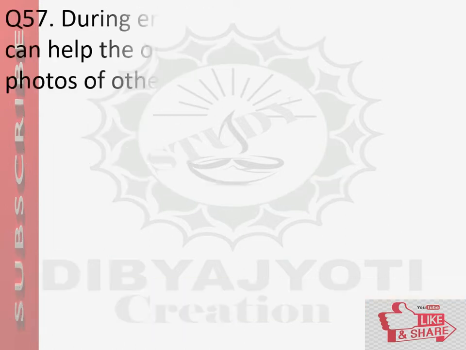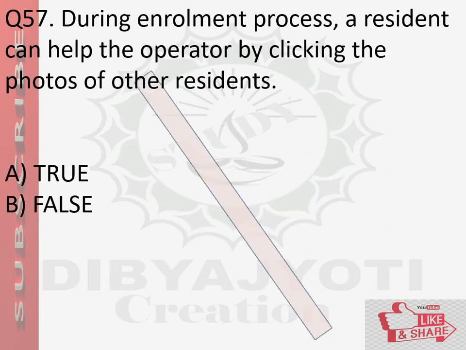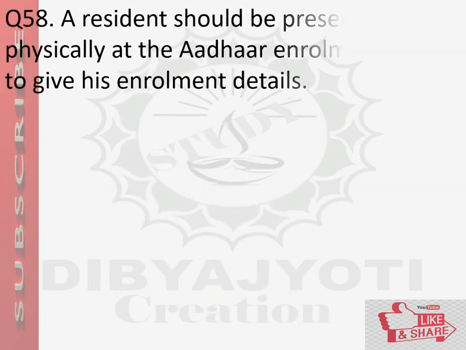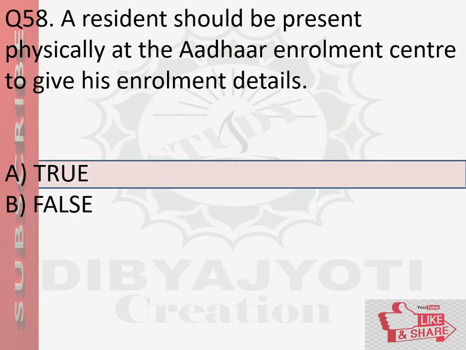Next, during the enrollment process, a resident can help the operator by clicking the photos of other residents. Options true or false, and the answer is option B, false. Then next, a resident should be present physically at the Aadhaar enrollment center to give his enrollment details. Option A, true. Option B, false. And the answer is option A, true.